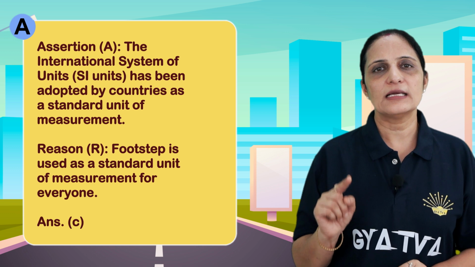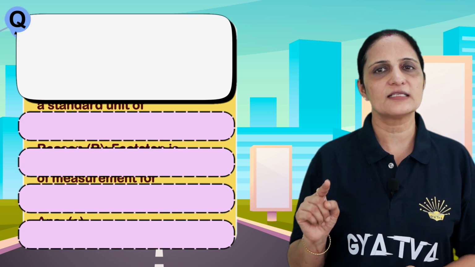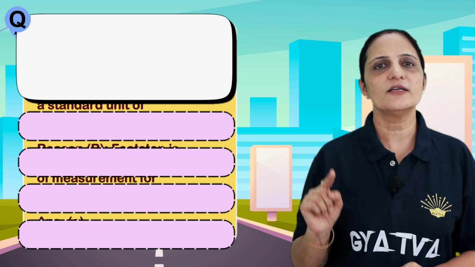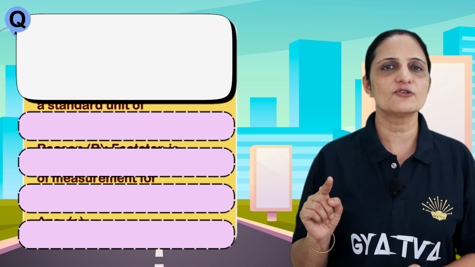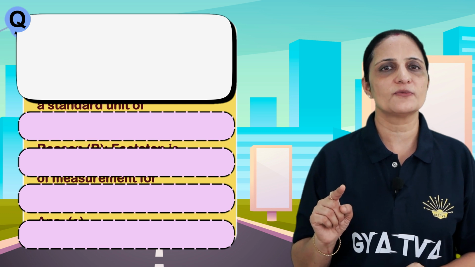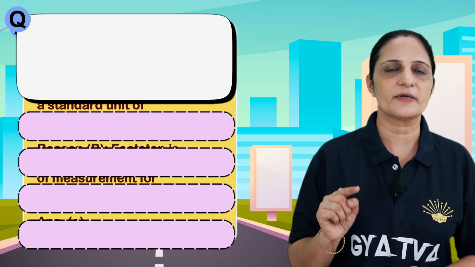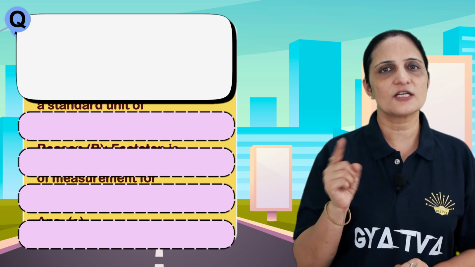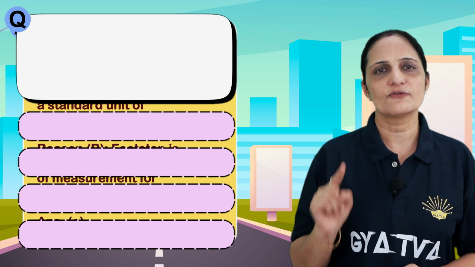Fourth question: the International System of Units, that is SI units, has been adopted by countries as a standard unit of measurement. Very true. Reason: footstep is used as a standard unit of measurement for everyone. This is a wrong statement. So which option would be correct? Option C, because assertion is true whereas reason is false.